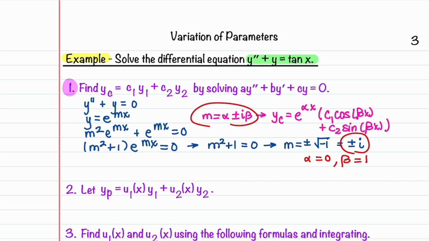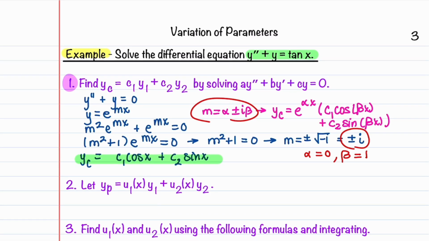Now let's write down our solution. Our y sub c is e to the 0 times x, so that's just 1. And then we have c1 cosine beta x, beta is 1, so that's just cosine x, plus c2 sine x. And I guess we really don't even need those parentheses, so I'm going to go ahead and erase them. And there's our homogeneous solution.